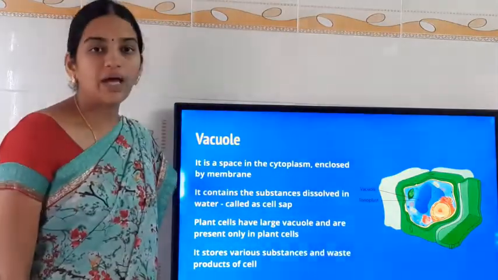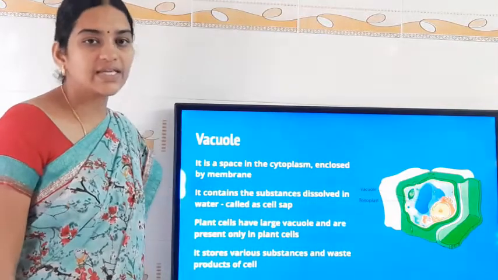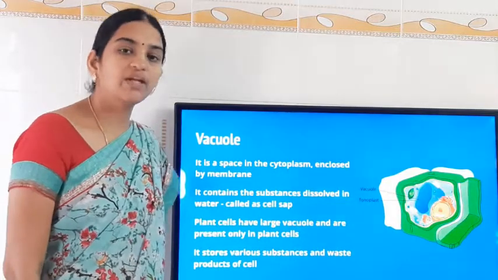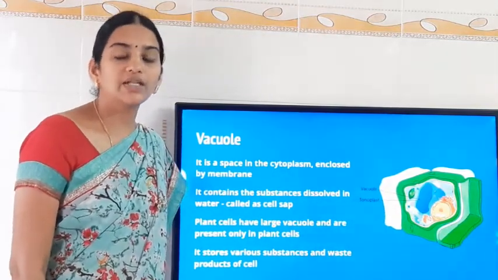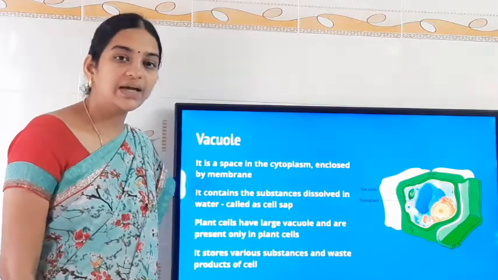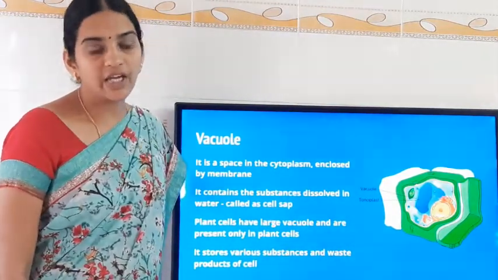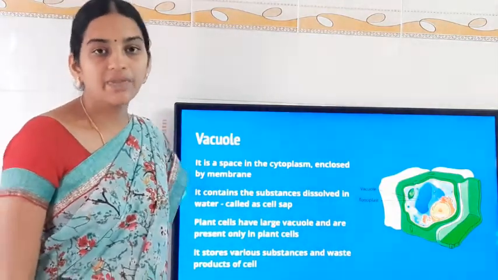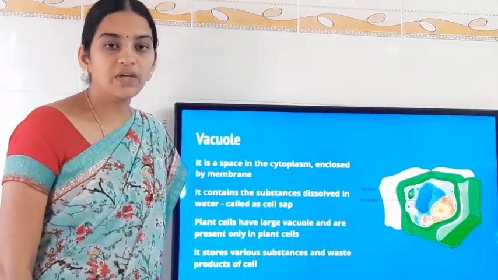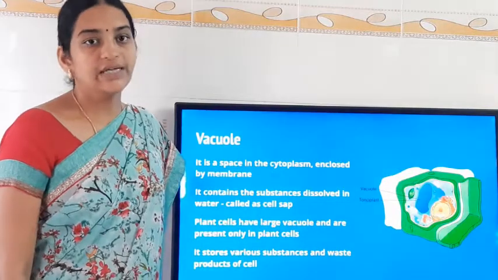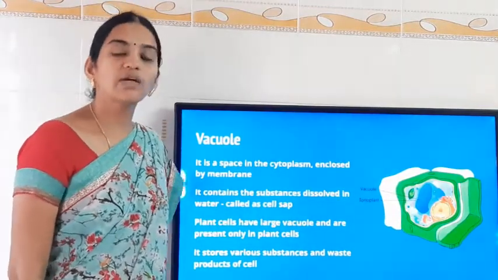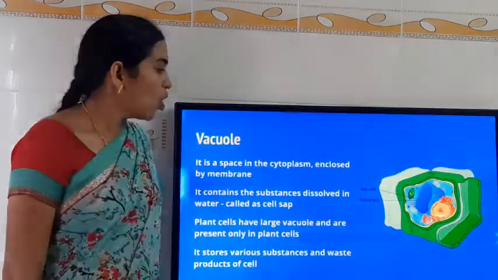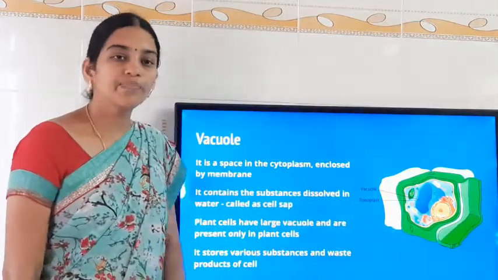When we see the cytoplasm of a cell, we can find a space in the center of the cell that is called the vacuole. And this vacuole is membrane bounded. When we see the cytoplasm under the microscope, this vacuole appears like an empty space. It is filled with a liquid called cell sap. This cell sap helps the plant to be very firm and strong. This vacuole stores all the waste materials in the cell. Particularly, this vacuole is found only in the plant cell and not in the animal cell.